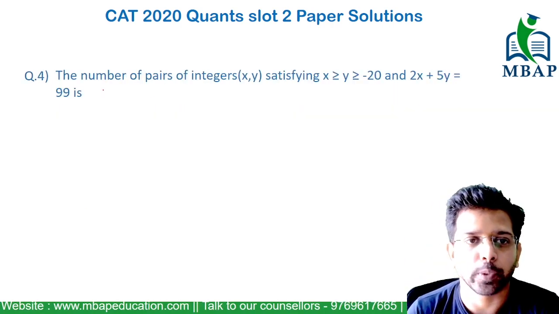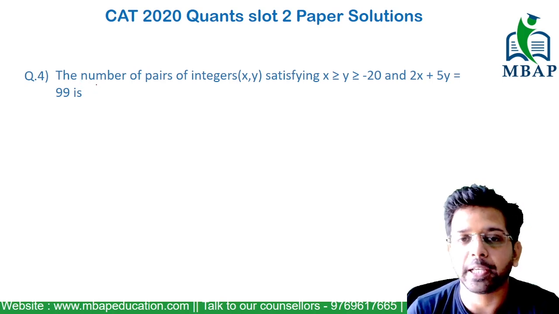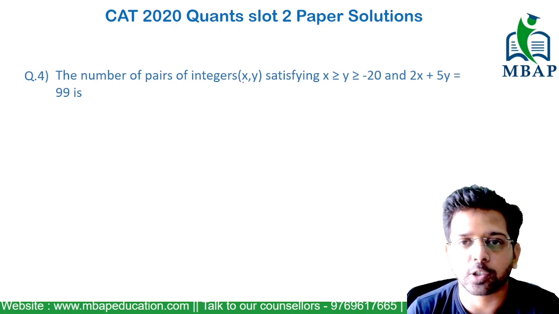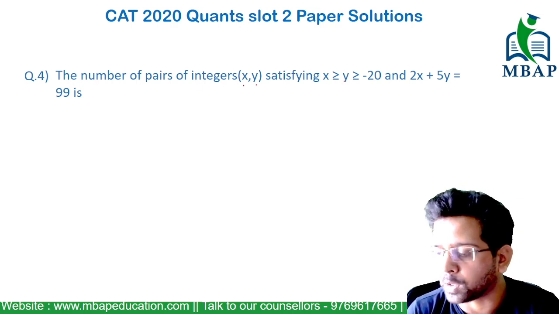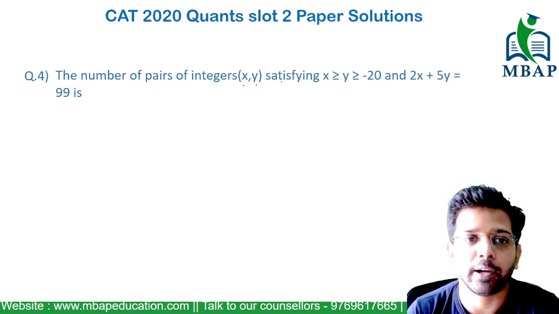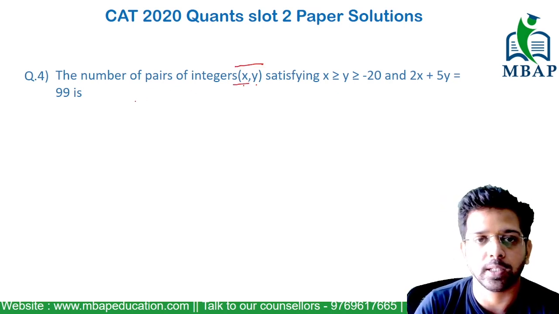Let's have a look at the next question. It's an easy question, but you should know some basic applications to solve it. The question says, the number of pairs of integers x and y satisfying x is more than or equal to y, which is more than or equal to minus 20, and 2x plus 5y is equal to 99, is how much? You want to find the number of possible pairs of x and y.